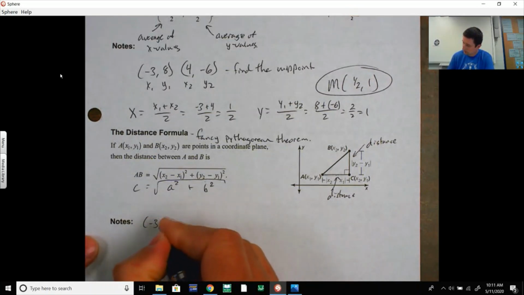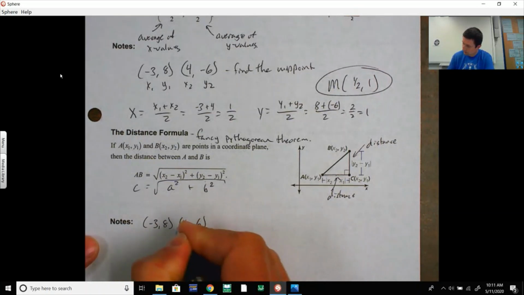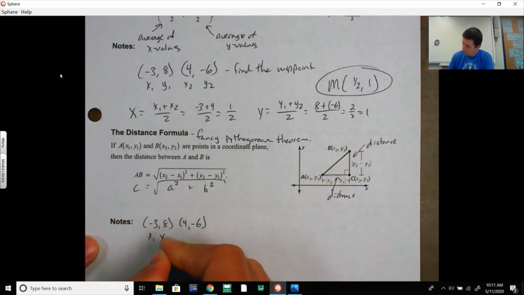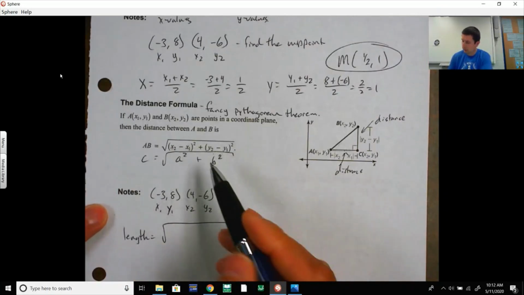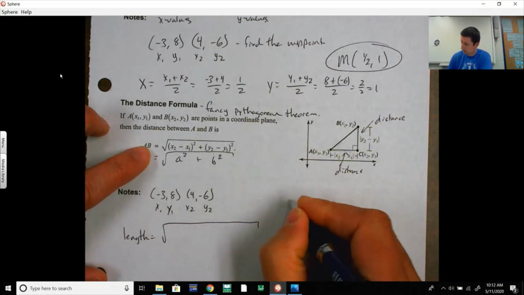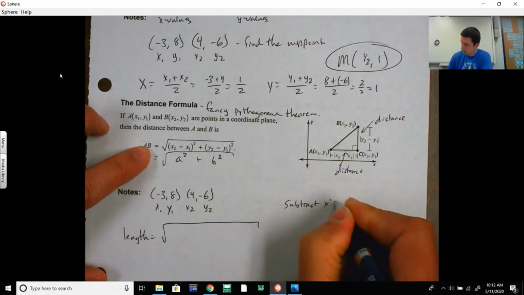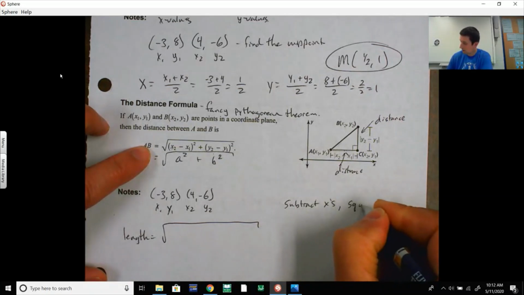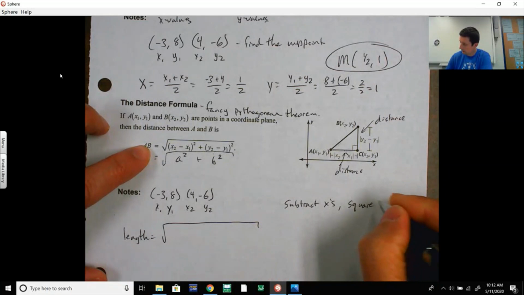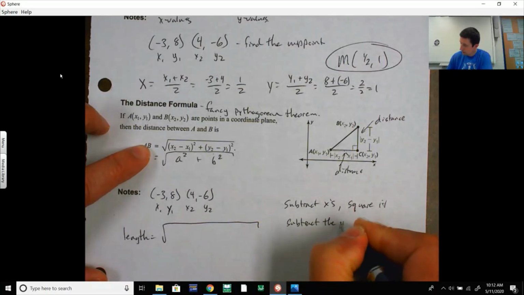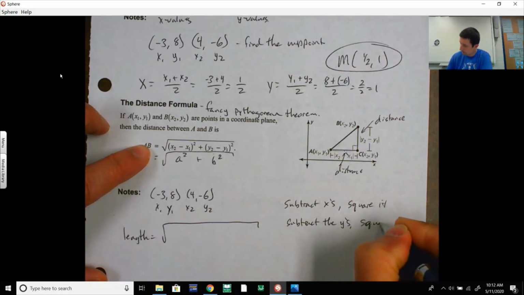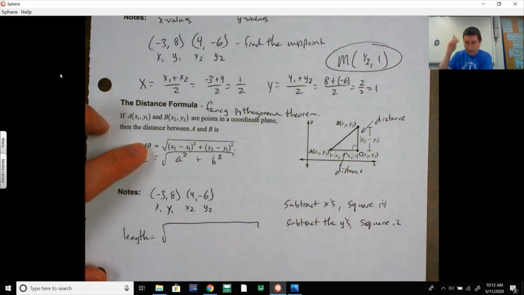Let's take those points, -3, 8, 4, -6, x1, y1, x2, y2. So the length is going to be the square root. Let's follow this. x2 minus x1, so subtract the x's and square it. Subtract the y's and square it.